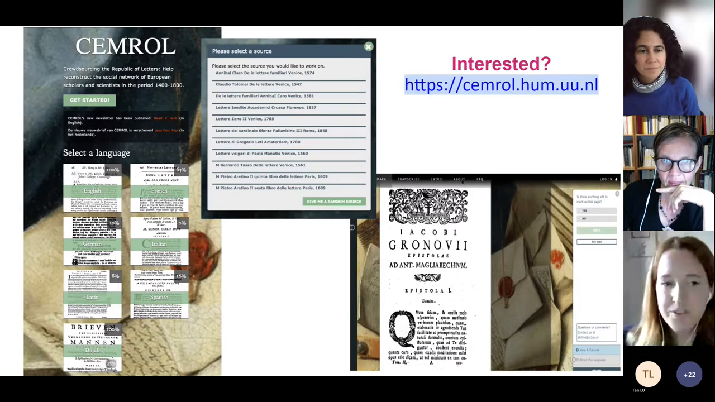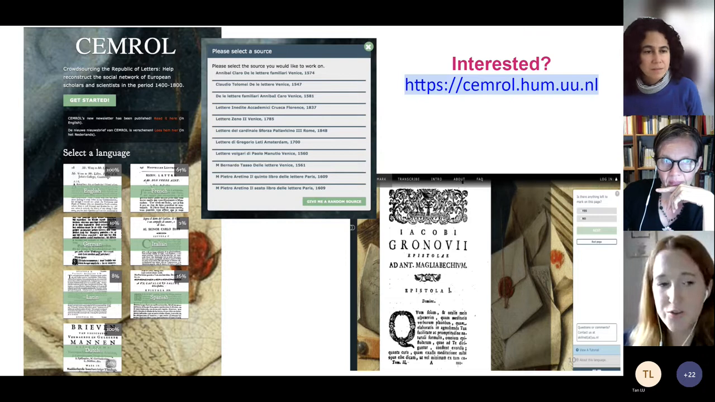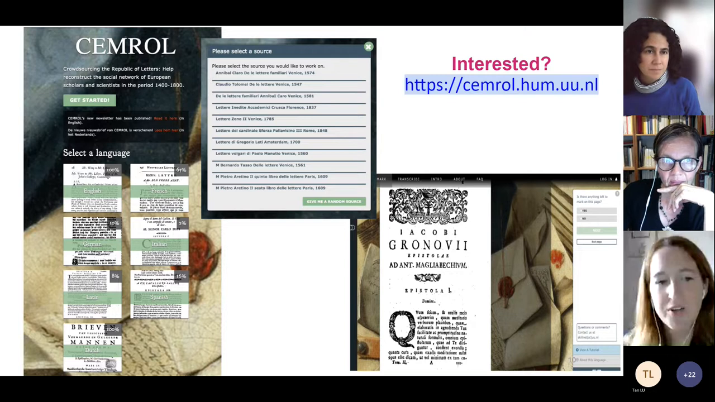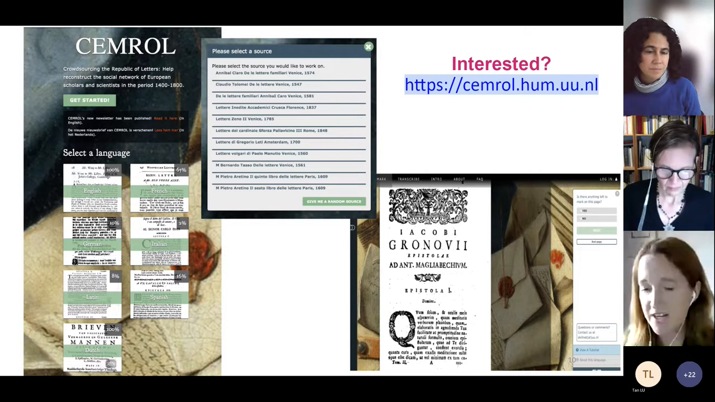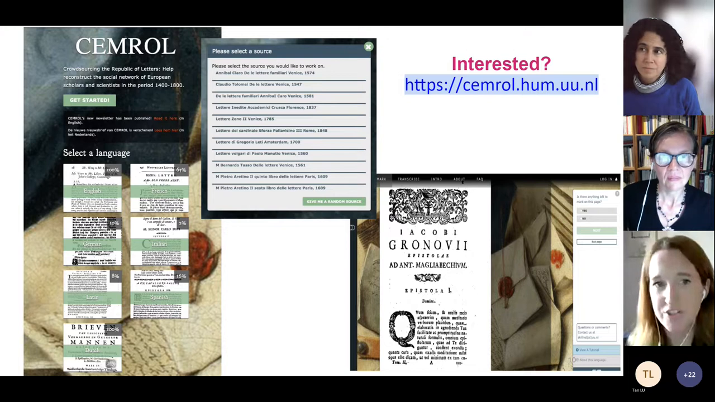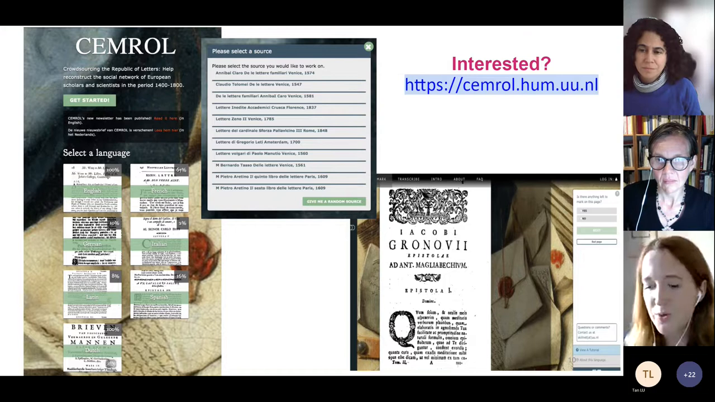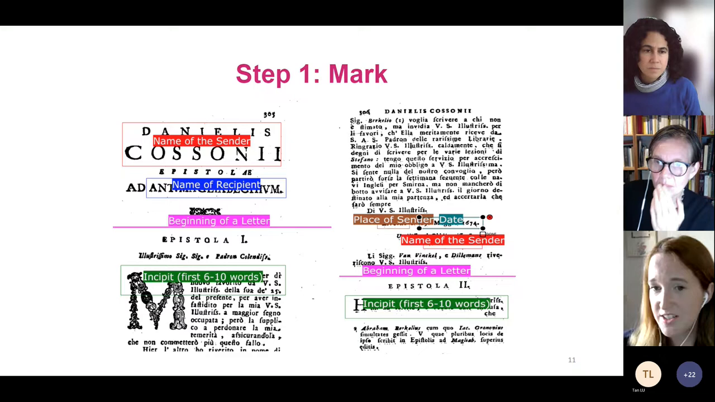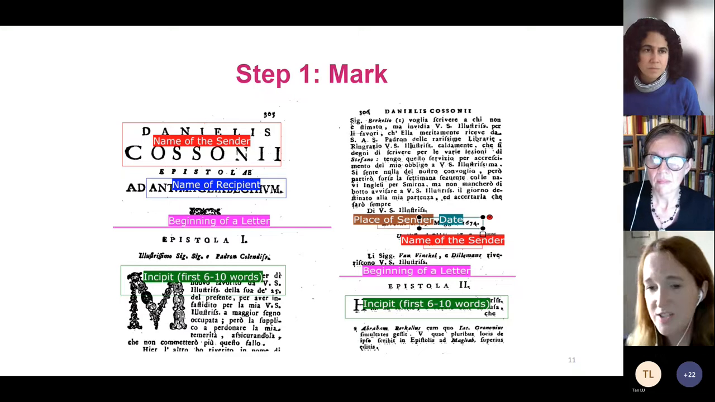This is the homepage of the project. First, the volunteers are asked to choose a language. If you want to, for instance, work in French, you can work with French letters, and you can also select a certain edition that you like. After you select an edition of correspondence, the letter will automatically appear on the screen, and you will be presented with two tasks. The first task is to mark the letters present in these printed editions of correspondence. Here's an example of a volunteer that did this work. We basically drew boxes around the epistolary metadata that we need to conduct a network analysis.